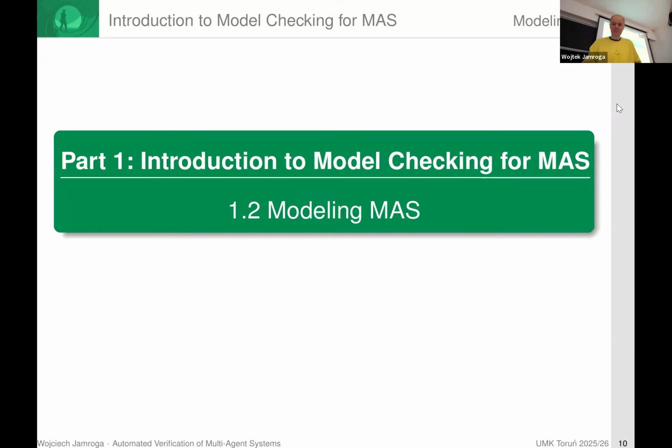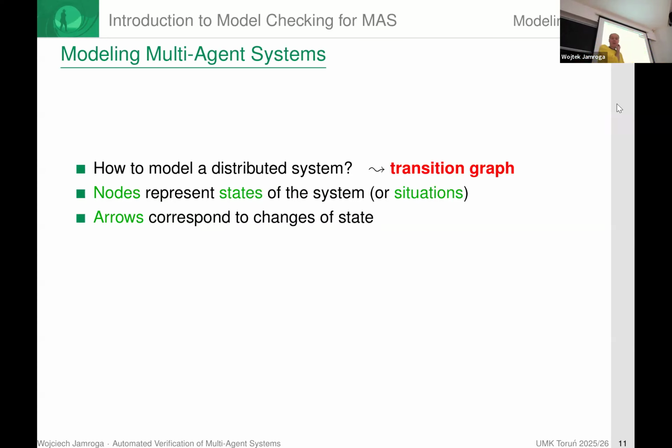Okay. So, how to model a distributed system? Because an agent system is a specific kind of. By the way, I think I haven't said that at the beginning. If you have questions, just interrupt. Okay. So don't wait until the end of the lecture.